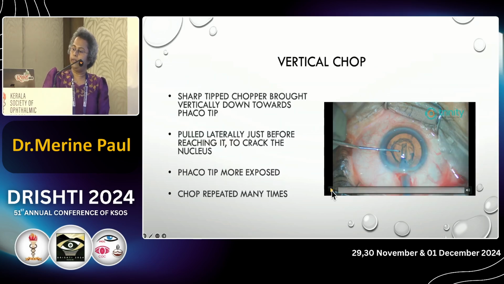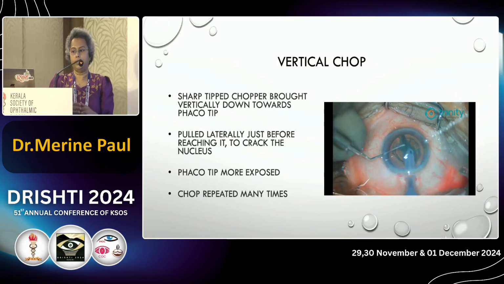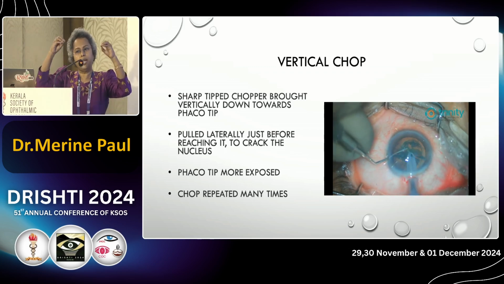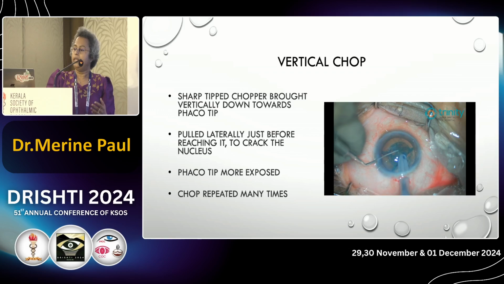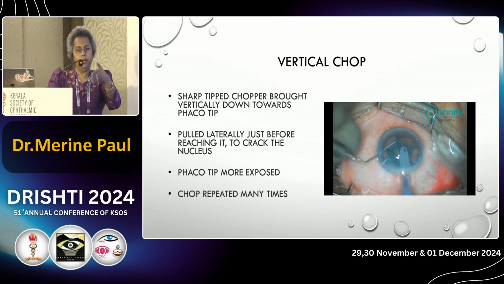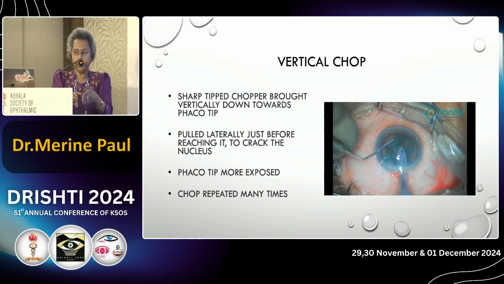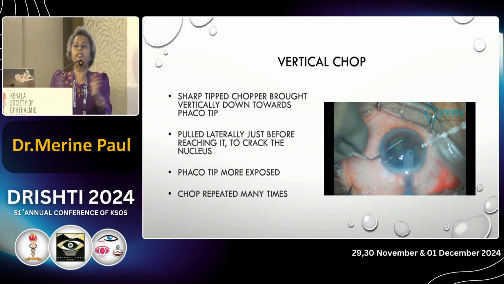Now, the final, or so-called best, technique is the vertical chop. Why is it best? Because this is the technique which utilizes the minimum time. So you are in and out very quickly. In this, you utilize a sharp tip chopper, which you bring vertically down. Once you embed it into the flesh of the nucleus, you bring the sharp tip chopper vertically down towards the phaco tip, and then pull laterally just before reaching the tip. And this will crack the nucleus.